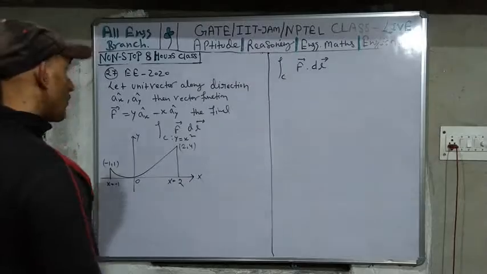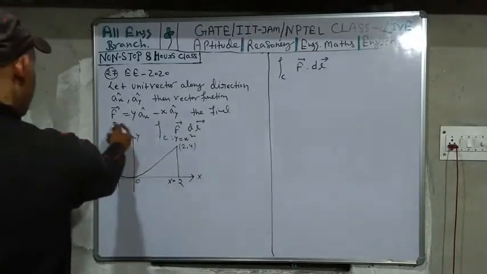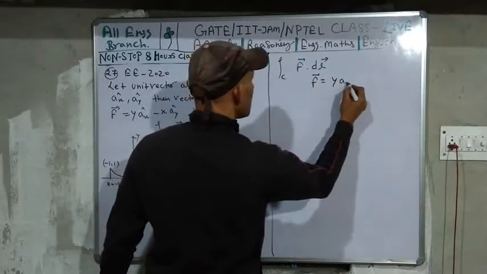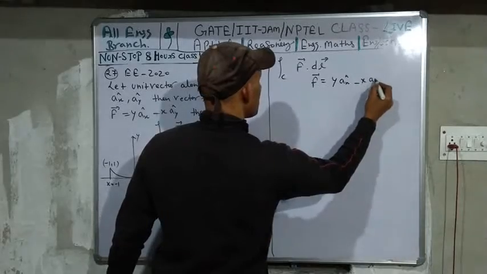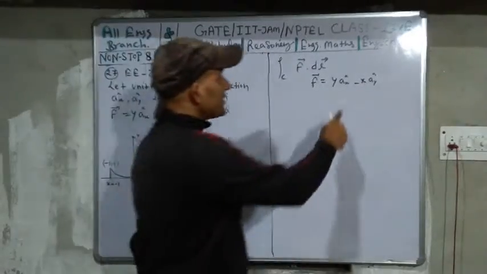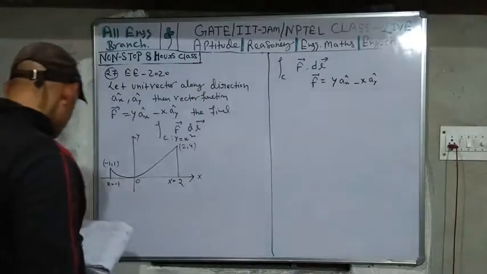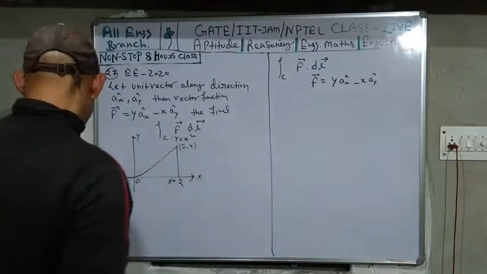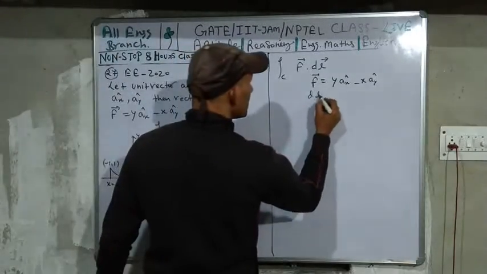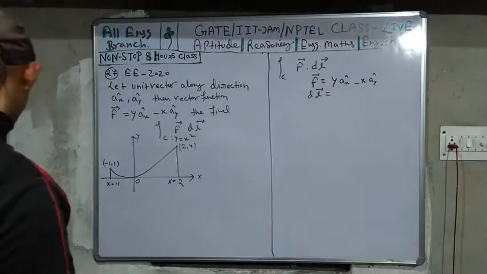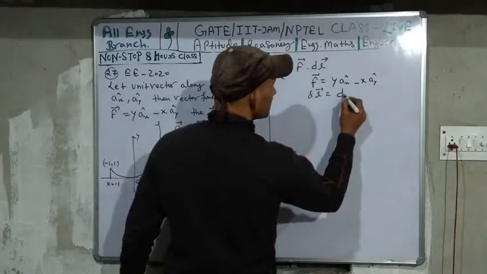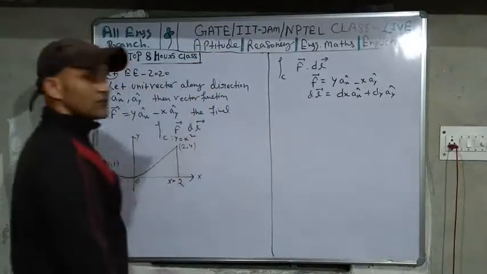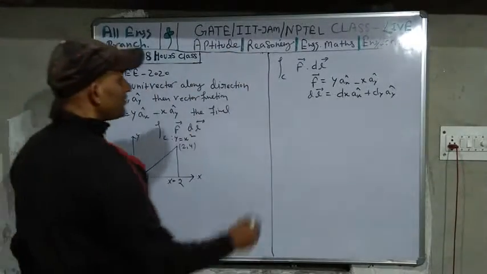So what is dl and what is f? They have given us f equal to y ax minus x ay. If you have a problem, you can write i and j here, no problem. Now, for such a function, dl will be dx ax plus dy ay. Okay, now put the values here.